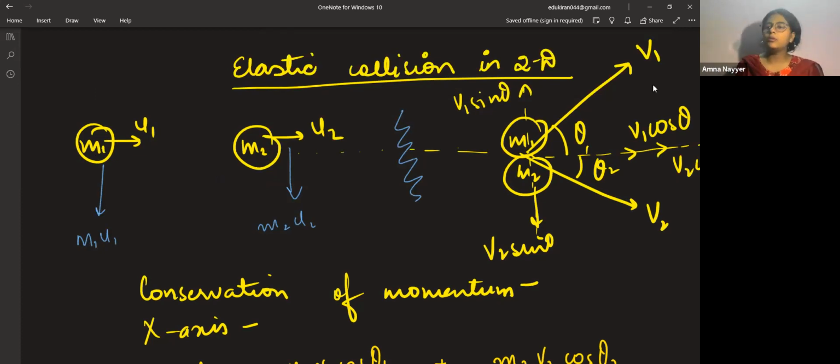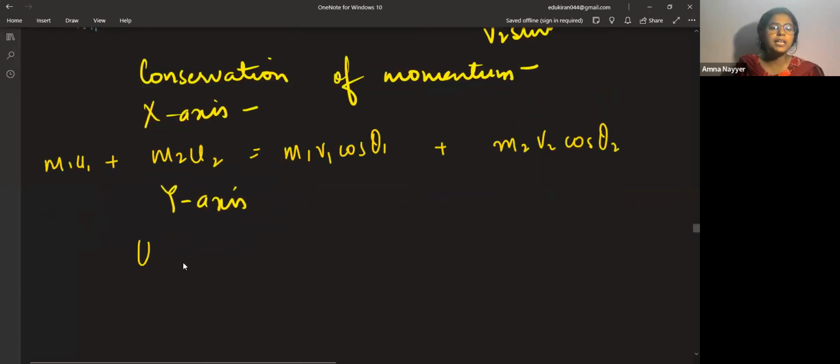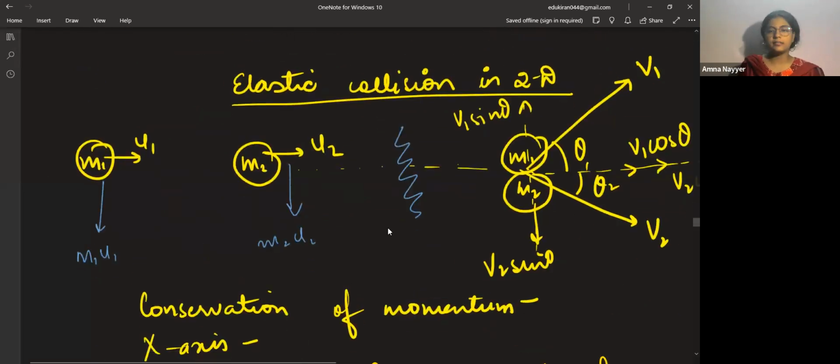So what we'll do in such cases, because we have a y component associated after collision, can you see v1 sine theta, v2 sine theta, these are along the y-axis, but initially we do not have any vector resolved for the y-axis. So we'll simply write 0 for the initial conservation of momentum. This is equal to all your components along the y-axis. First one, velocity v1 sine theta, mass is m1. So this becomes m1 v1 sine theta.